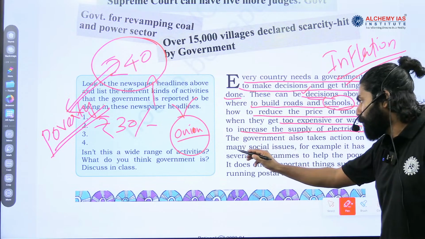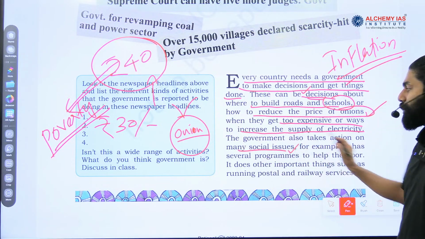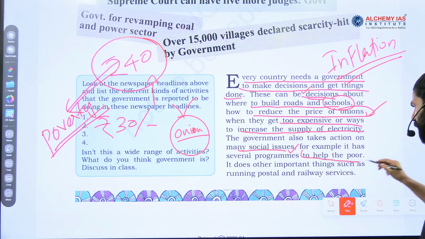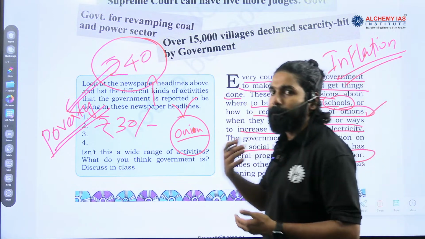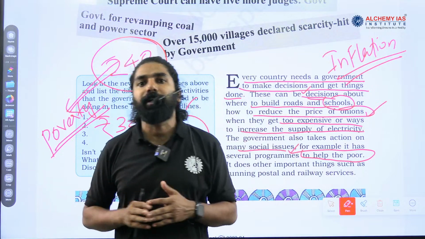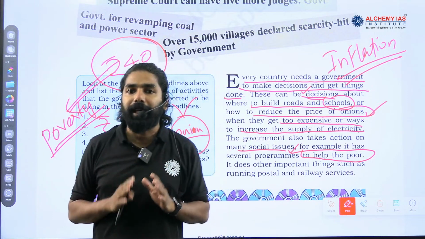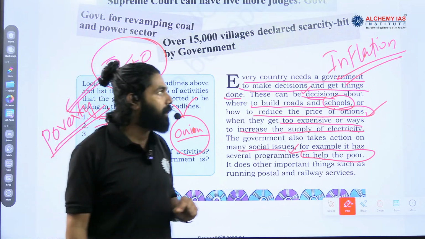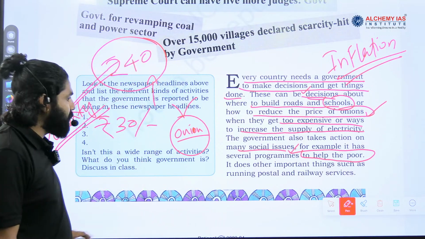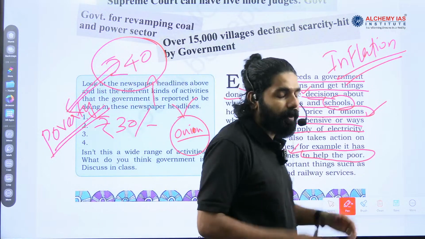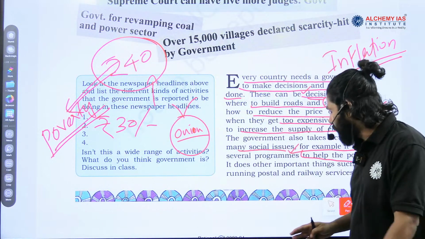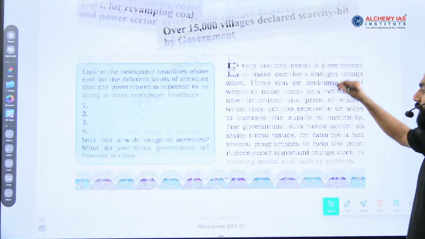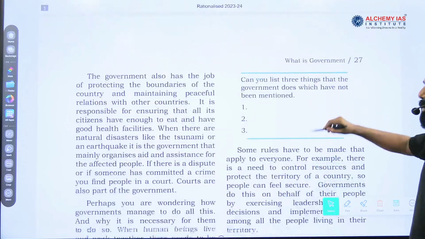So here more examples are being given, like social issues, including when the government makes schemes or programs that will help the poor alleviate their poverty situation. This is how the government ensures the welfare of all sections of the people. That's why every country in the world requires a government; then everything will be done in a proper way, and only then will the things that people want to be done be done properly. This is why the government plays a major role in decisions.